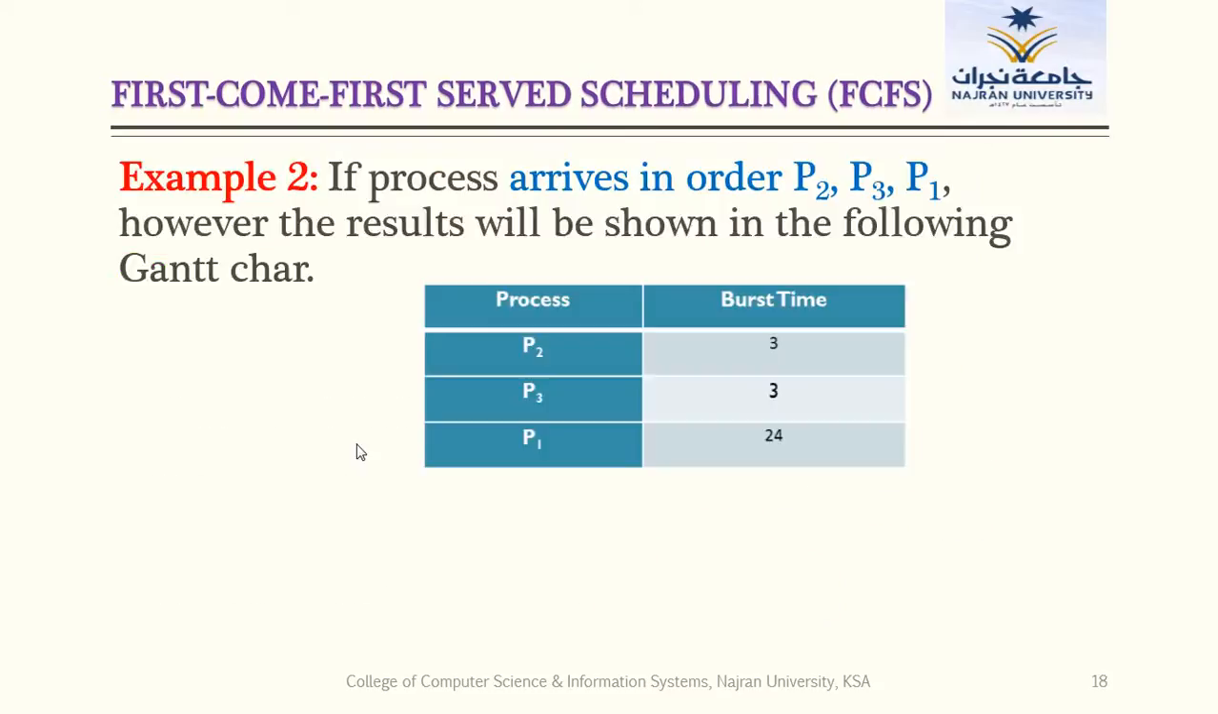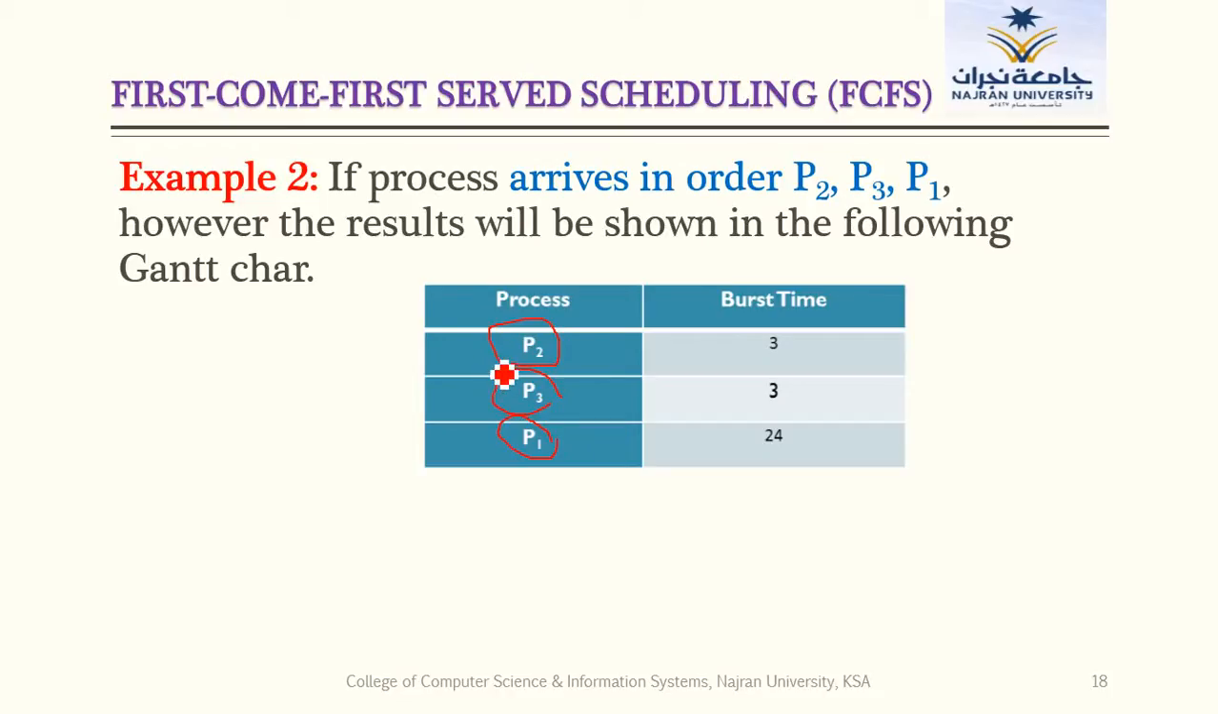Okay, so now this is example 2. In this example, we have the same processes P1, P2 and P3, but I change the order. After changing the order, now P2 is first, so we will execute P2 first. It is 3 milliseconds, and P3 3 milliseconds, and P1 24 milliseconds. Now we will compare the waiting time. It will affect waiting time or not.